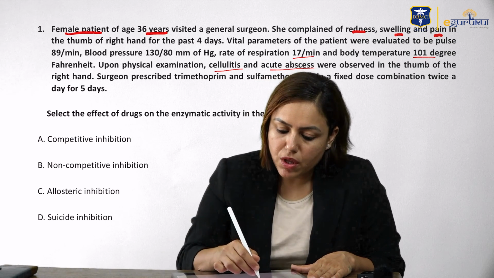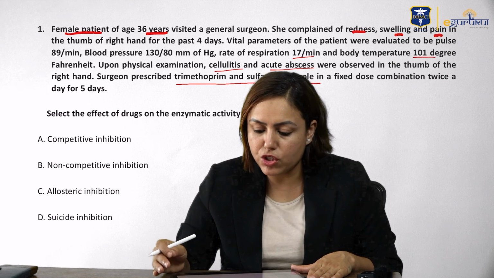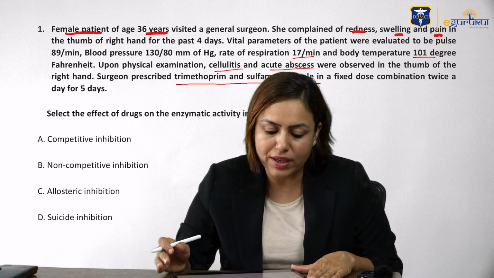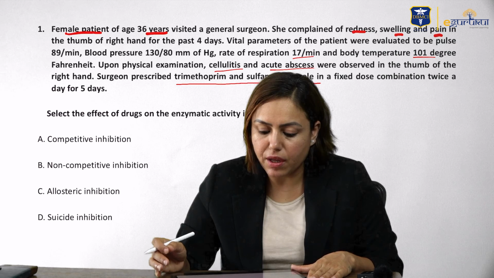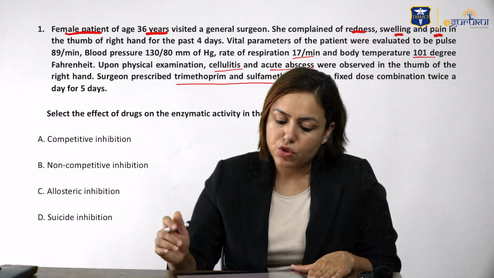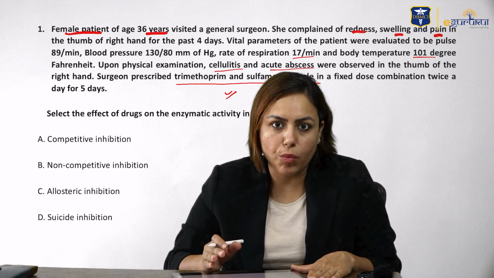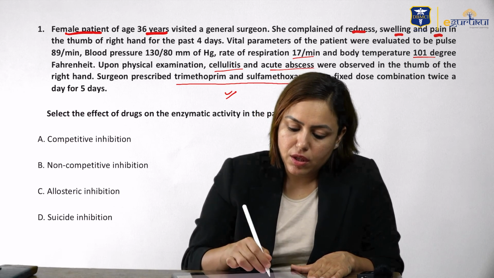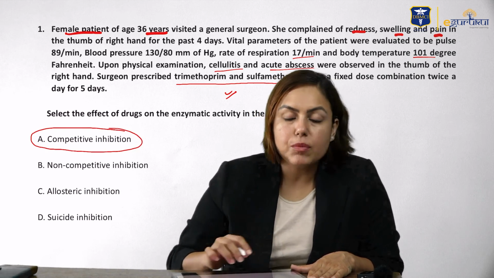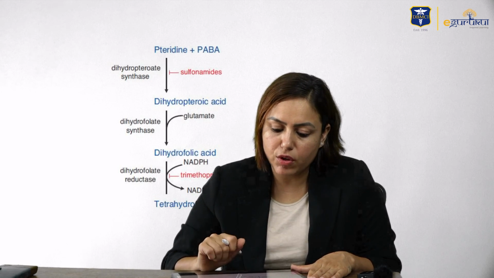Surgeon prescribed trimethoprim and sulfamethoxazole in a fixed dose combination twice a day for 5 days. Select the effect of drug on the enzymatic activity in the pathogens. So trimethoprim and sulfamethoxazole are frequently given in combination as antibacterial, and here the enzyme inhibition which is involved is competitive inhibition. So let's have a look.